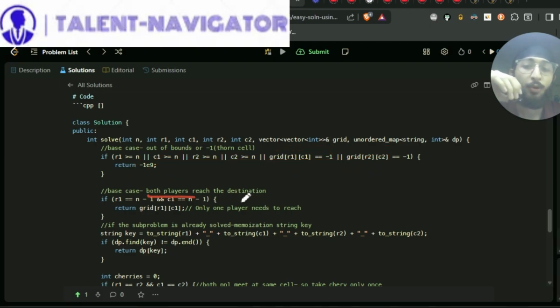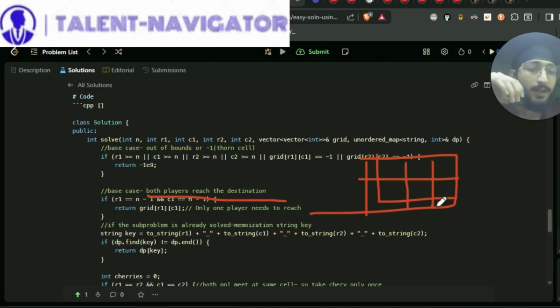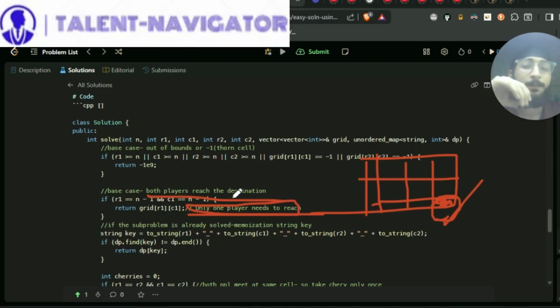Another base case is when the players have reached the destination, that is the bottom right cell. If R1 is equal to n-1 and C1 is equal to n-1, then we return the value grid R1, C1. We only need to return once, because only one player needs to reach the final one, right?